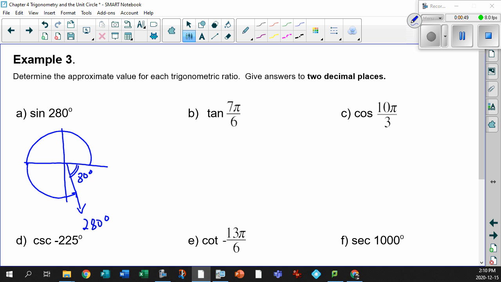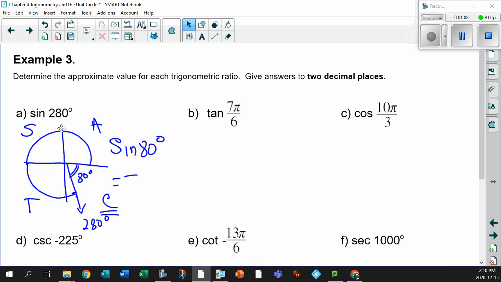So what do we do? Well, start with the add sugar to coffee rule. Go out and just do sine of 80 degrees, the reference angle. And of course, it's in the fourth quadrant, so your answer's got to be negative something. Okay, so let's figure that out.